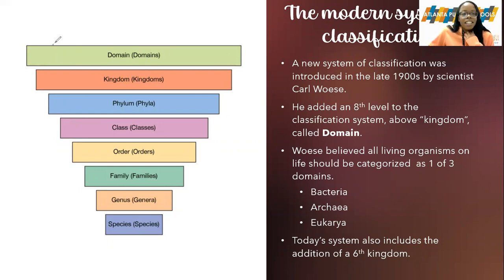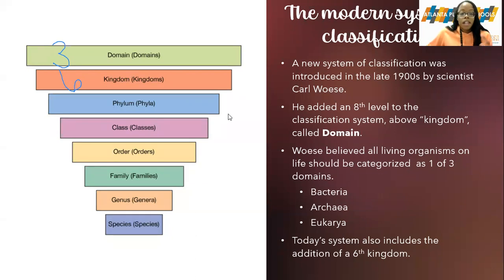I just wanted to add on here that there are 3 domains, and bear with me because I'm using my mouse to do this. So there are 3 domains, again, bacteria, archaea, eukarya, and there are now 6 different kingdoms, and this is still what scientists and researchers utilize in today's society when it comes to classifying organisms.